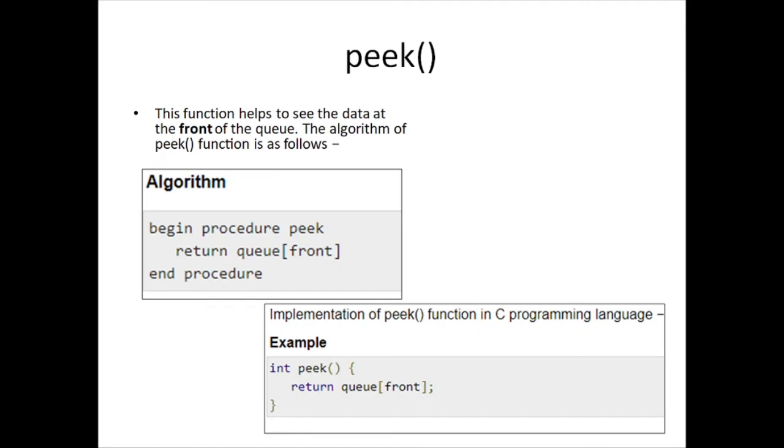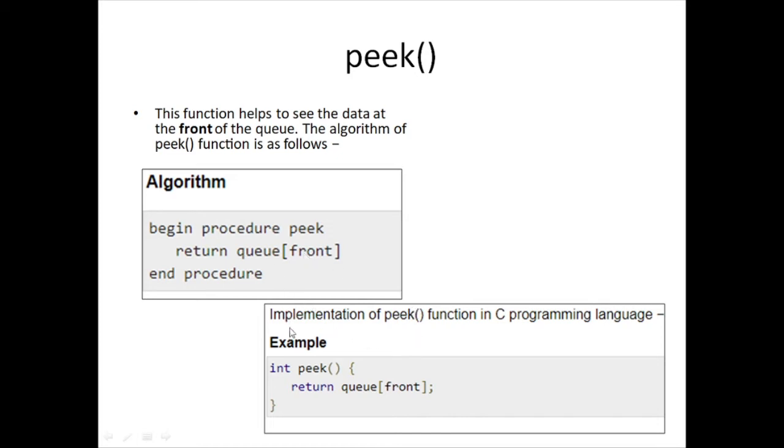So first, let's take a look at our supporting functions. Peek. This function helps to see the data at the front of the queue. The algorithm of the peek function is as follows. This function just returns the data at the front of the queue. So it says return queue, let's say the queue is the name of the array, and we return the element at the front of the queue.